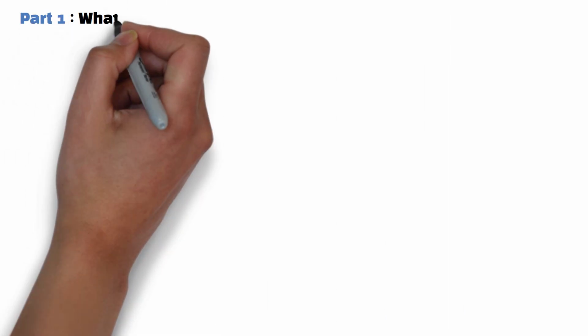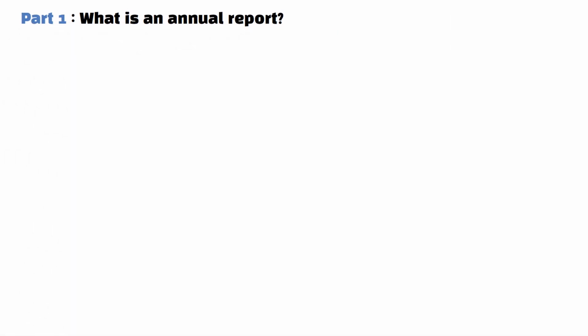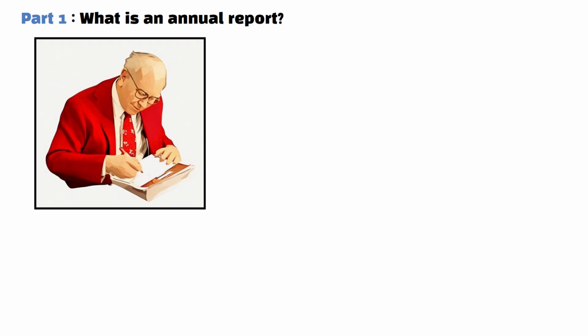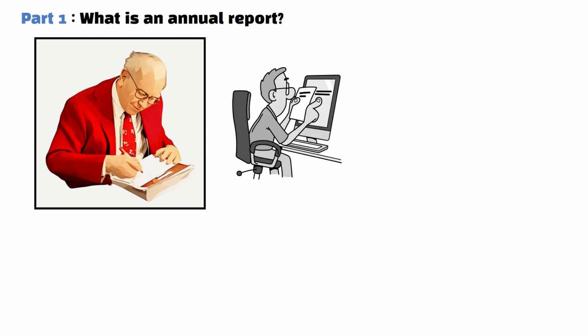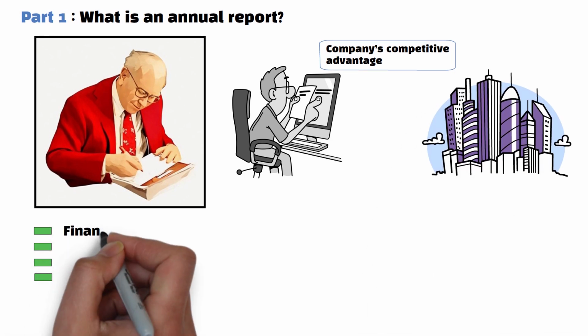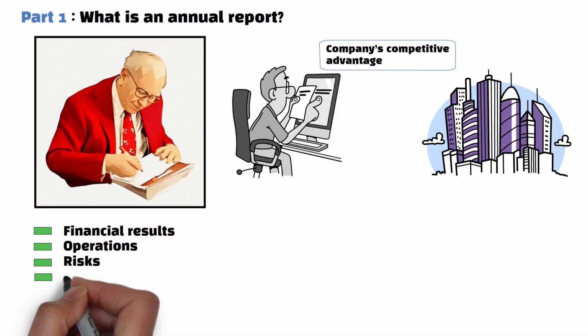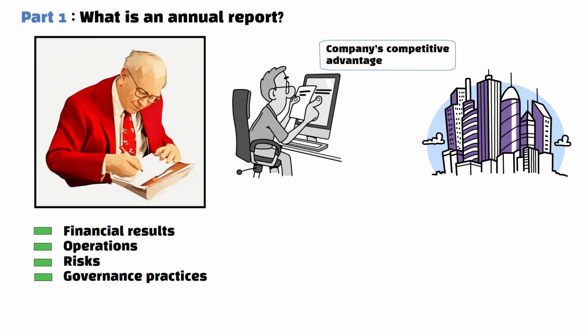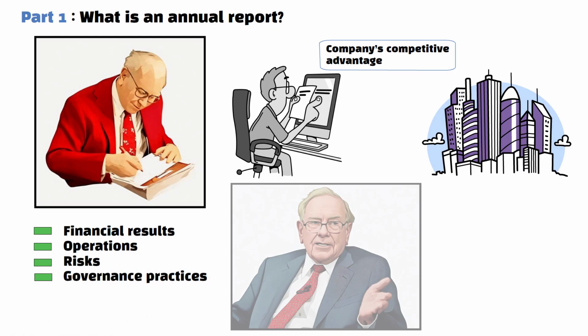Part 1. What is an annual report? Buffett's daily reading consists of annual reports, which he says are vital for any investor to understand a company's competitive advantage. They are a required filing which public companies submit to regulators each year to disclose financial results, operations, risks, and governance practices. It is management's explanation of how the business was run over the past year.